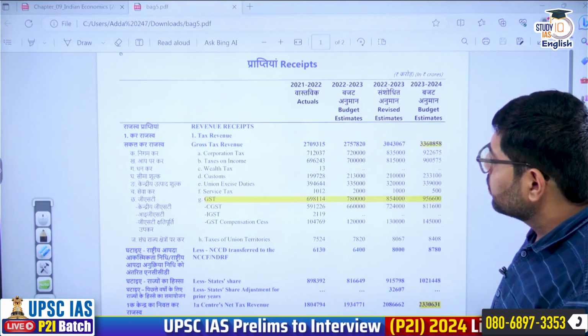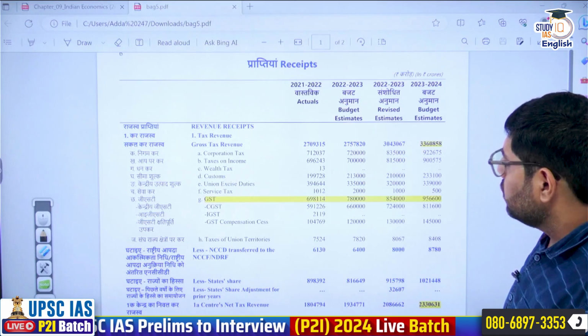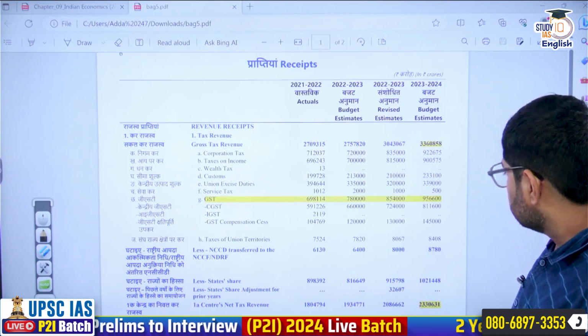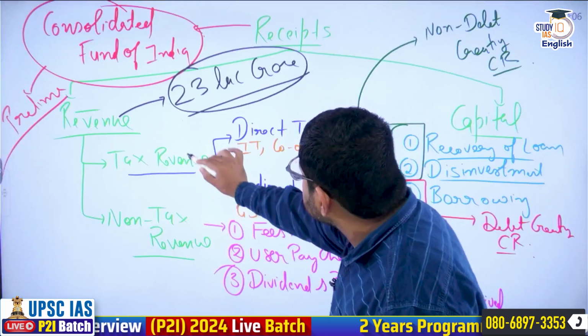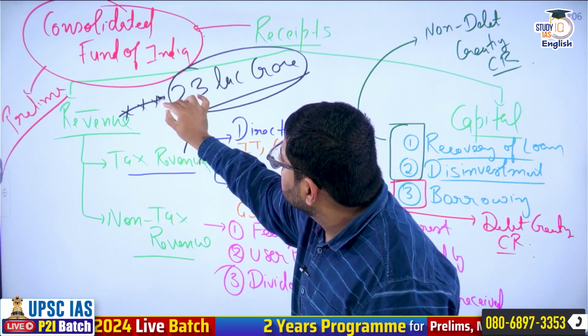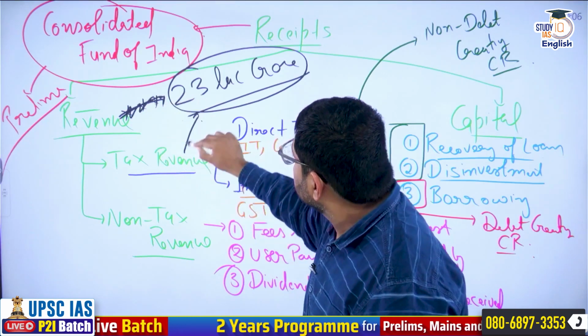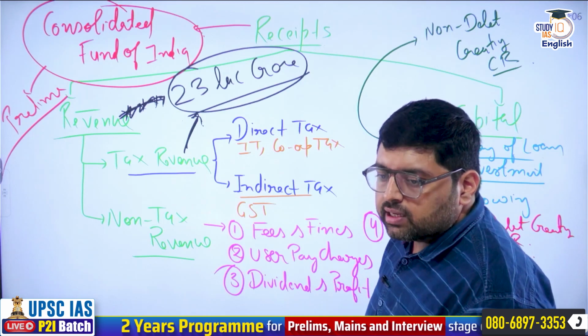Now if you see in revenue, there is tax revenue and non-tax revenue. Clear? Make one thing clear: this is tax revenue. Sorry, this is not total tax, so my mistake. This 23 lakh crore is tax revenue.